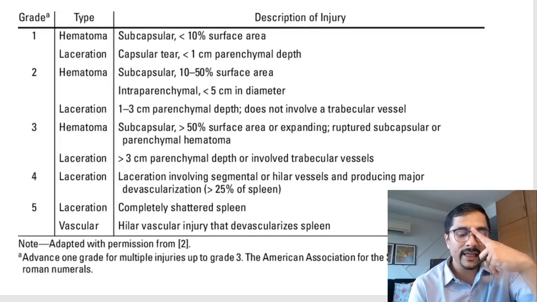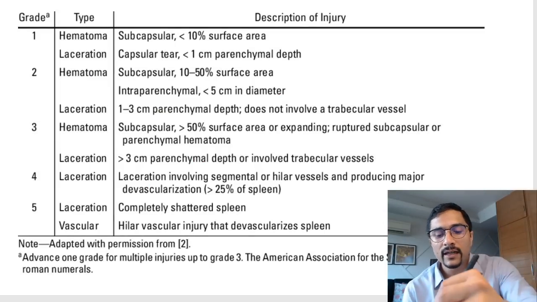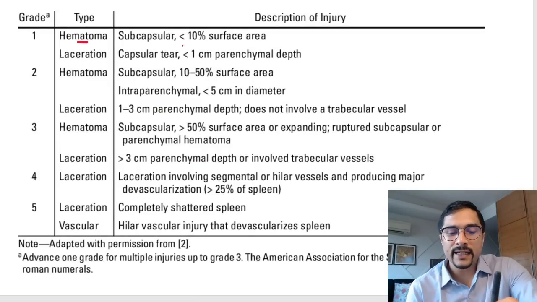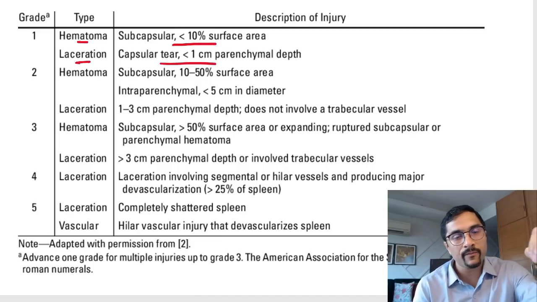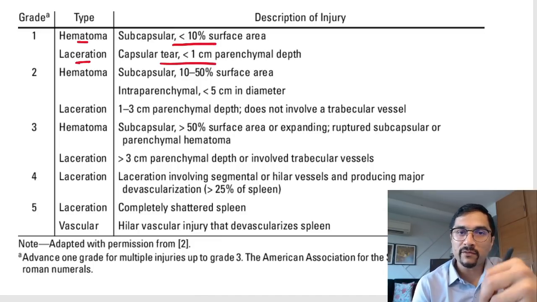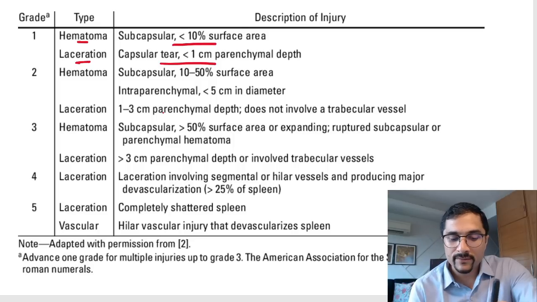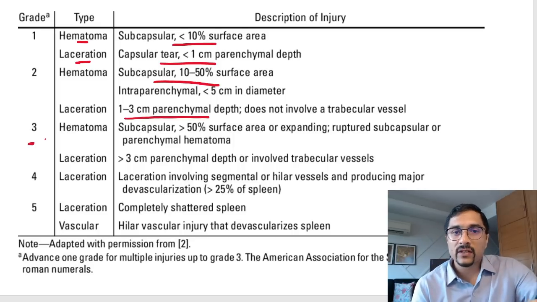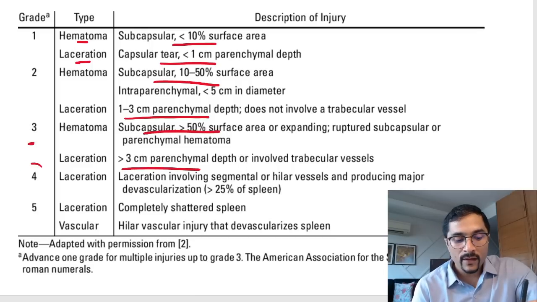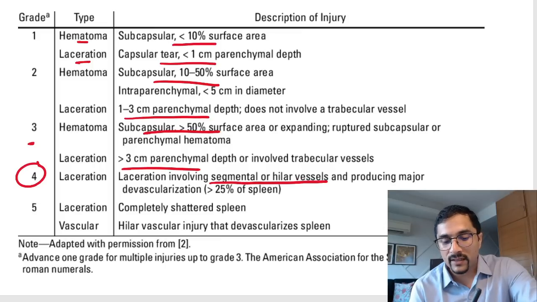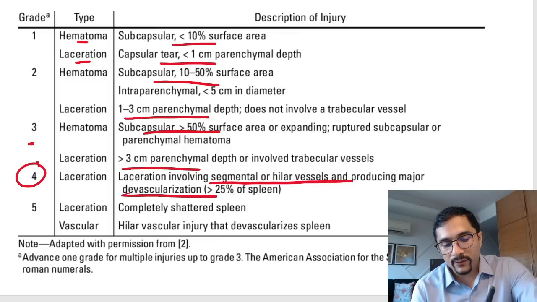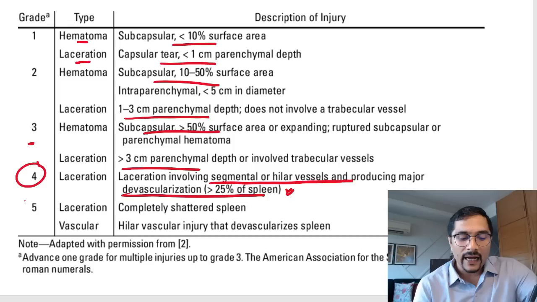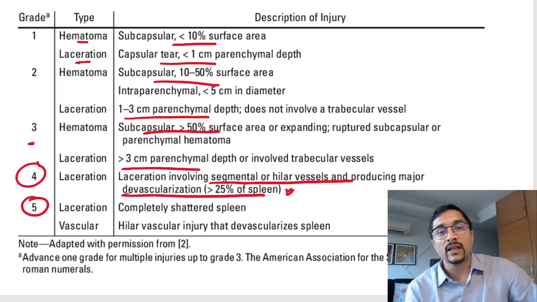So this is the AAST grading, right? Hematoma less than 10% is grade 1, laceration less than 1 centimeter is grade 1. Then grade 2 will be 1 to 3 centimeter laceration or 10 to 50% hematoma. Grade 3 is going to be more than 50% hematoma, more than 3 centimeter laceration. Grade 4 will be vascular injury and grade 5 will be a shattered spleen.